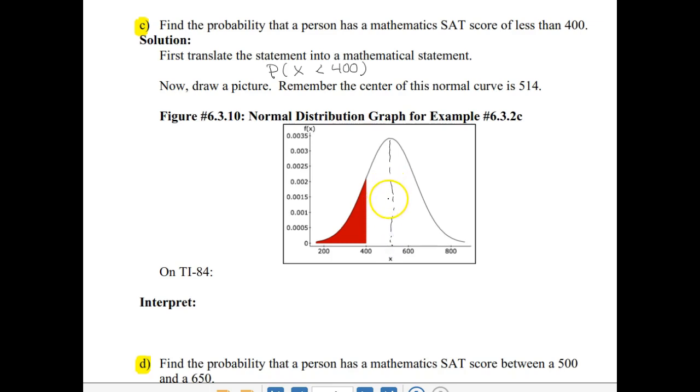Okay, this graph here is centered at 514. And we want to the left of 400. So again, this probability that we've been asked to compute corresponds to the shaded area in the left tail. So again, on the TI-84, to get the probability that x is to the left of 400, as we read from left to right, our shaded region here starts at negative infinity.